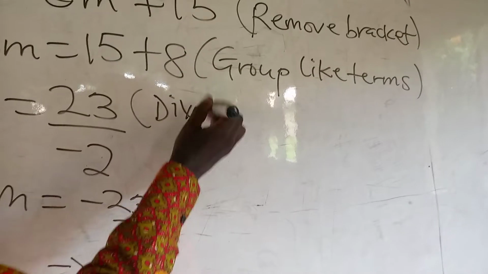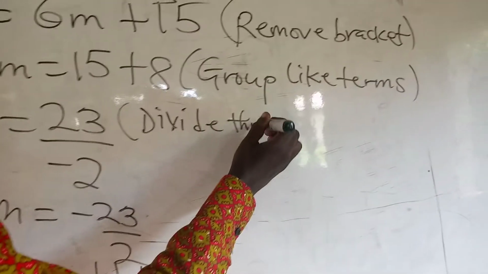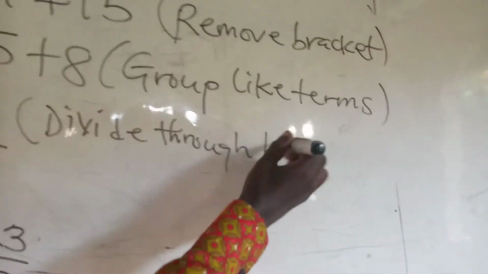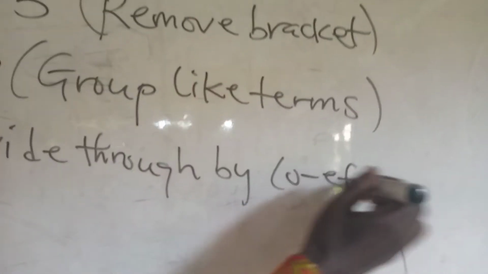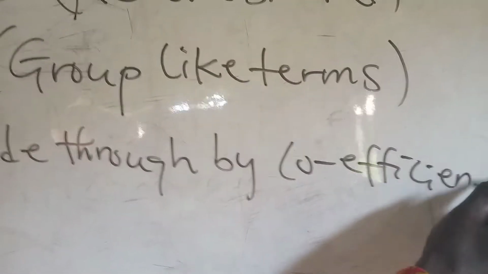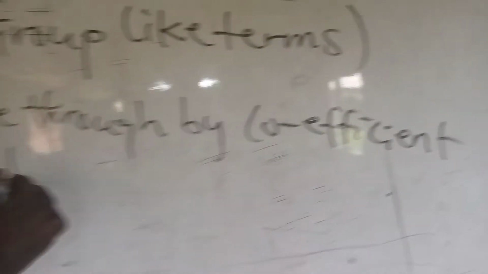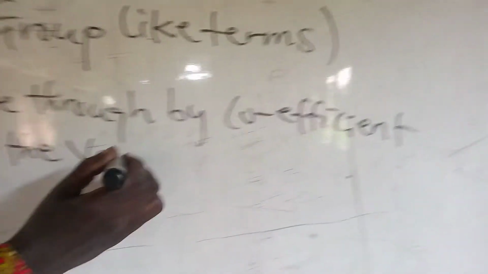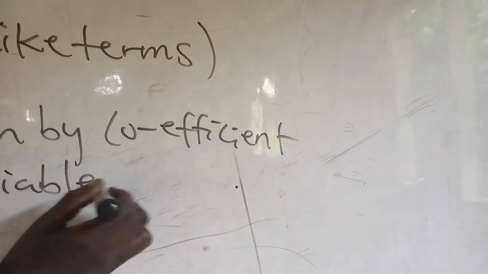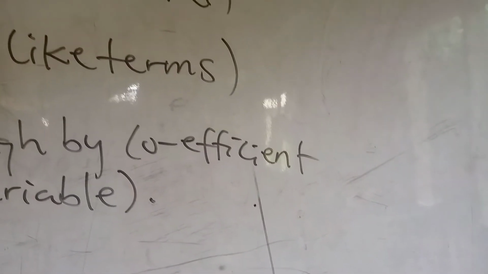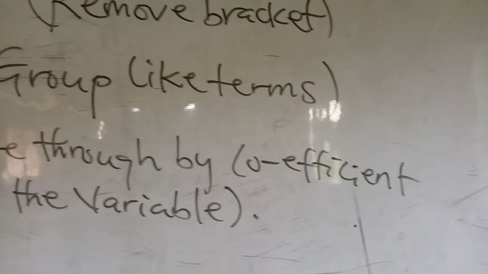So this one, group like terms, divide through by coefficient of the variable. This is our first question.